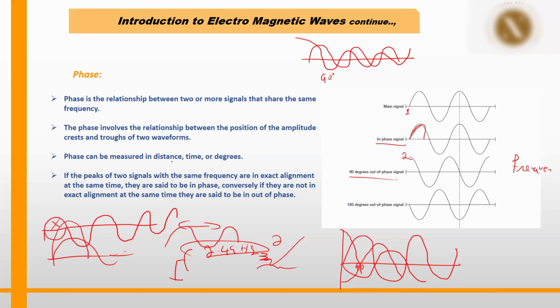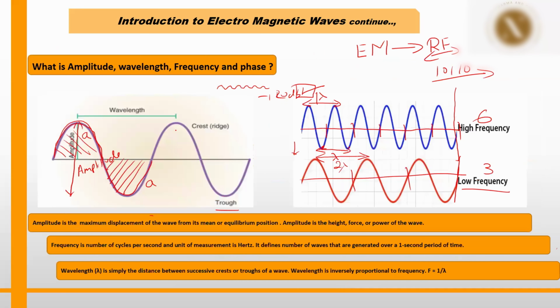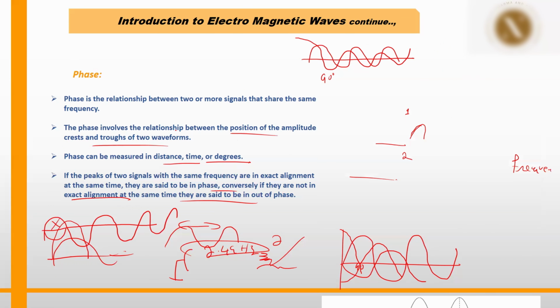Phase can be measured in distance, time, or degrees. If the peaks of two signals with the same frequency are in exact alignment at the same time, they are said to be in phase. Conversely, if they are not in exact alignment at the same time, they are said to be out of phase. The phase involves the relationship between the position of the amplitude, crests, and troughs of the two waveforms. I hope you got this concept of amplitude, wavelength, frequency, and phase.